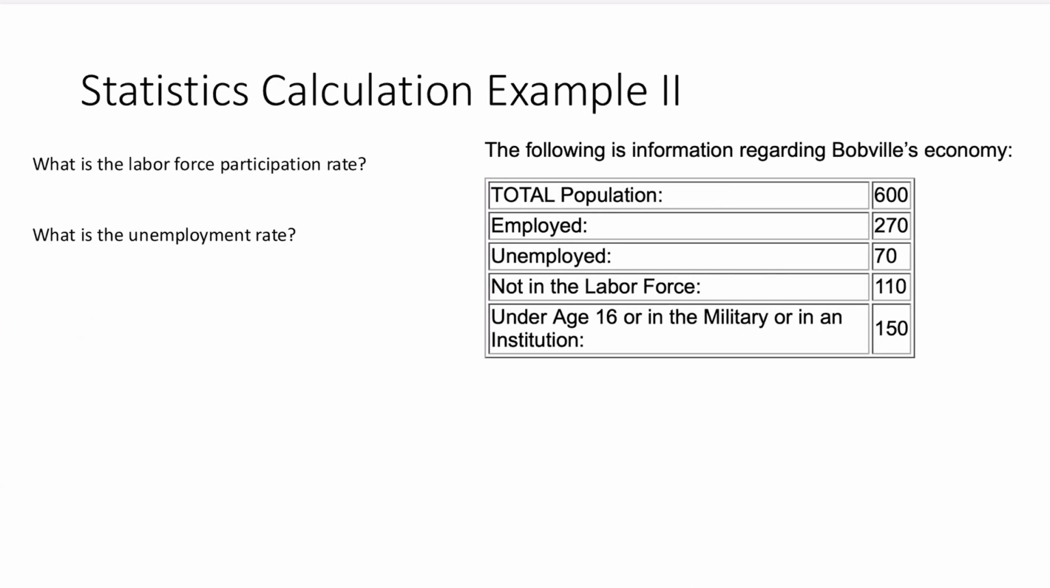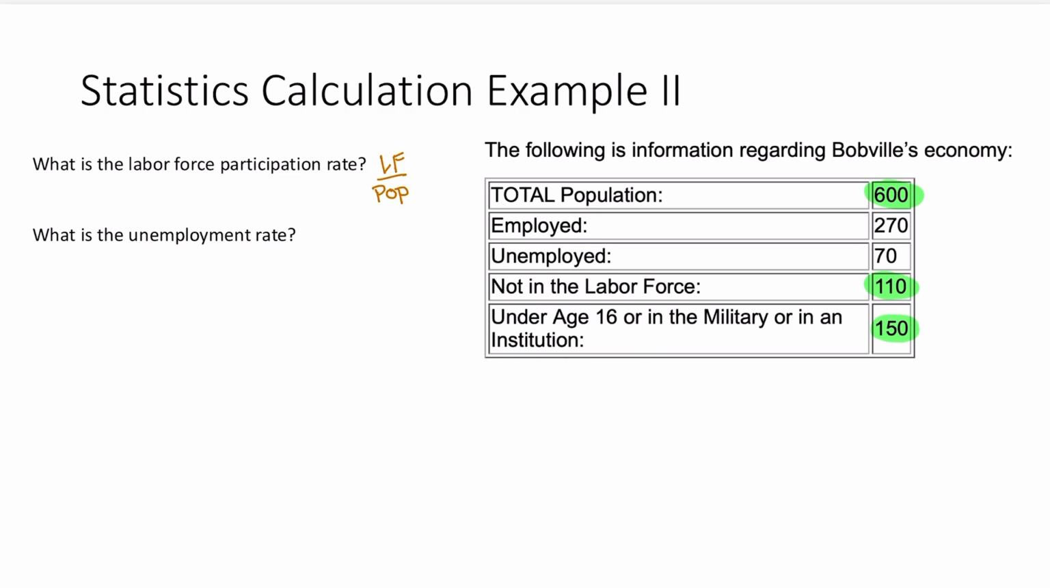So we have one more example, and it says, what's our labor force participation rate? What is the unemployment rate? So again, our labor force participation rate is going to be our labor force over the population. But this time, our data actually gives us a few more details. It tells us that our total population is 600. And then not in the labor force is 110. And under age 16 or in the military or in an institution is 150.